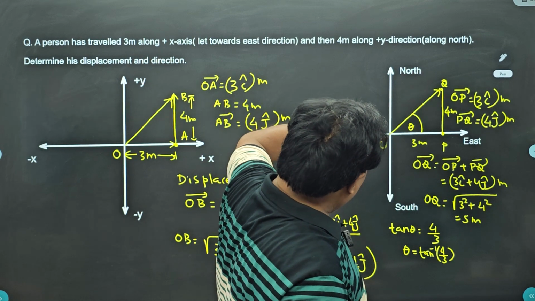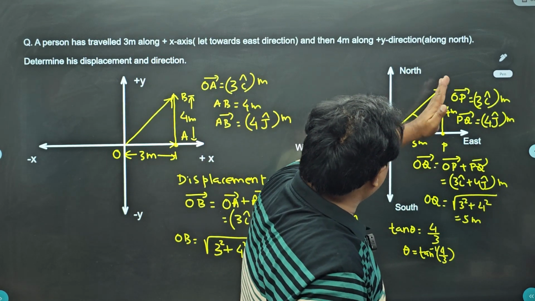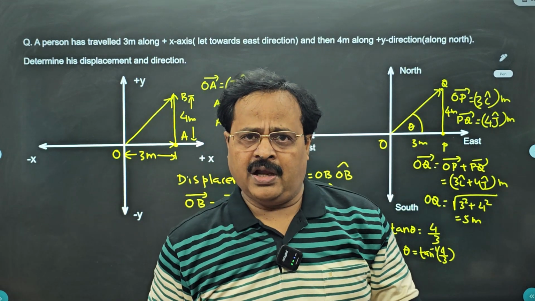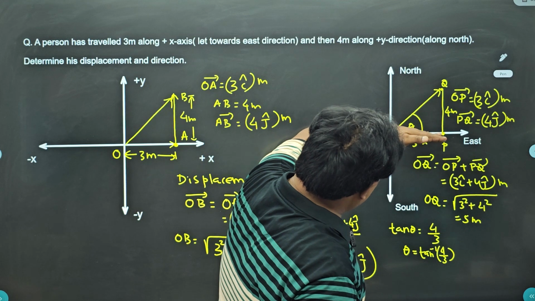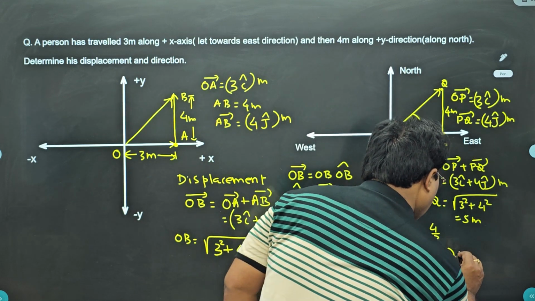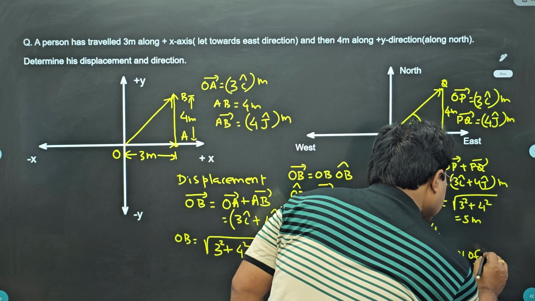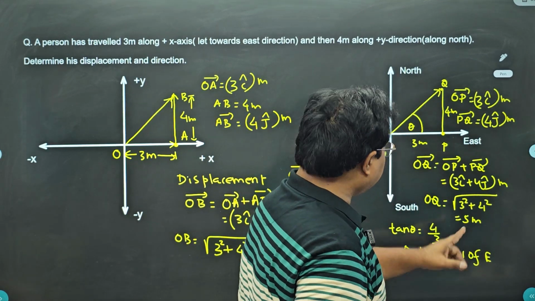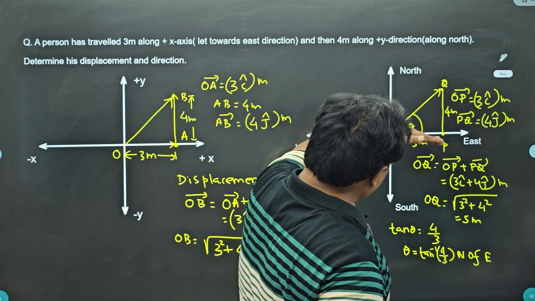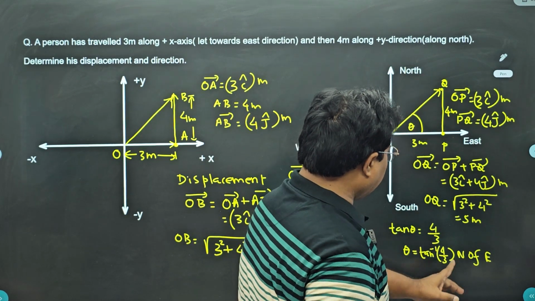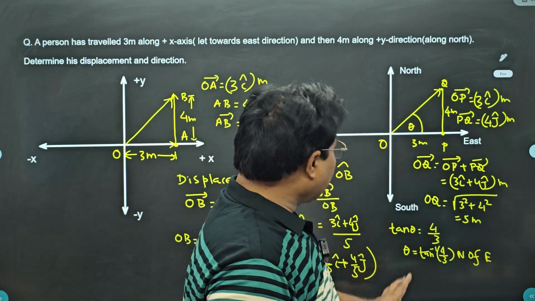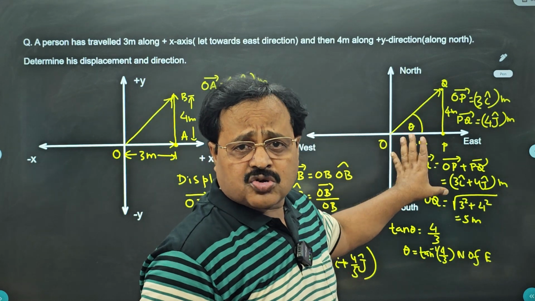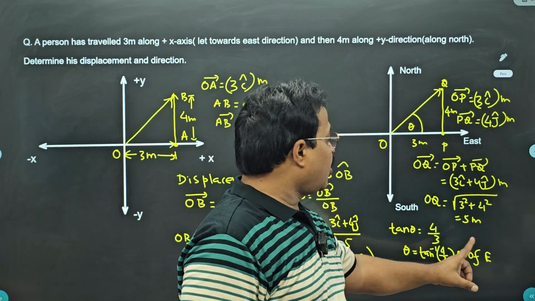You see how he is going. First he is going along east, then towards north. So how to write this in direction format? As he is moving from east towards north, you have to write it north of east. So in this particular case, if the question is based on east, west, north, south direction, your answer should be: direction is tan inverse 4 by 3 north of east.